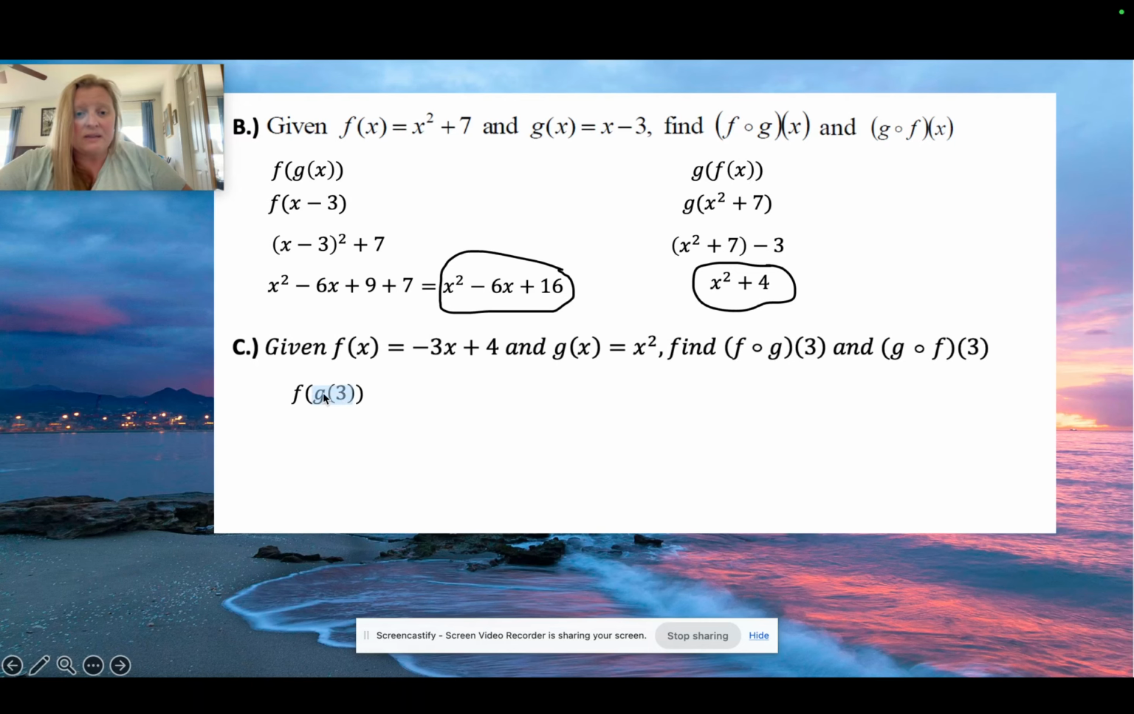The first thing I need to do is get g of 3. So I look over here at my g formula. I'm going to plug 3 in for x, and when I do 3 squared, I get 9. So therefore, g of 3 would equal 9. So that 9 is going to go back in the formula. So instead of writing g of 3, I'm replacing it with that 9 that I got. Then I'm going to take this 9 and put it in for x in the f formula. When I consolidate that, I get negative 23.